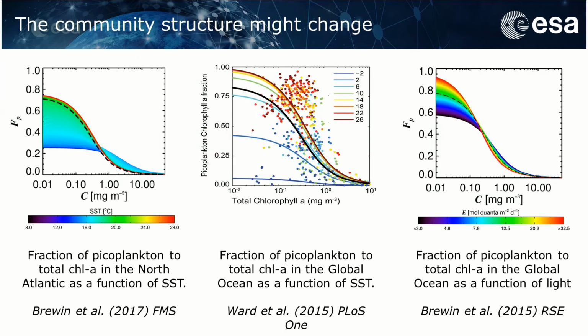Also, there's been a series of papers that I've been involved with, and also one nice one by Ben Ward in 2015. Actually, that shouldn't be an et al. He was the single author of this paper. Here we have on the y-axis the fractional contribution to total chlorophyll of very small phytoplankton, so our picoplankton. We show here that this fractional contribution as a function of total chlorophyll varies with environmental conditions, being light in the mixed layer or temperature, as in these two examples here.